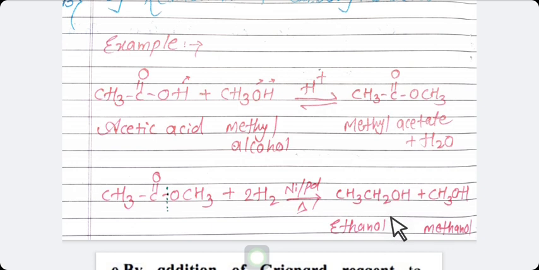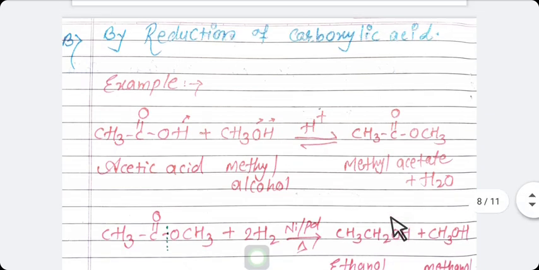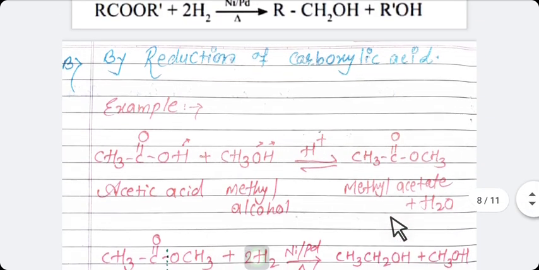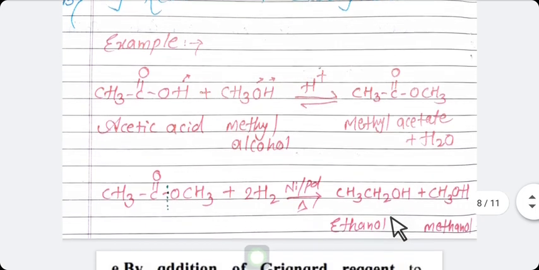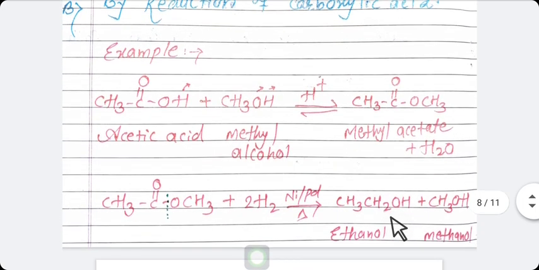So this is the method by which we are preparing alcohol, means from carboxylic acid or by reduction of carboxylic acid.